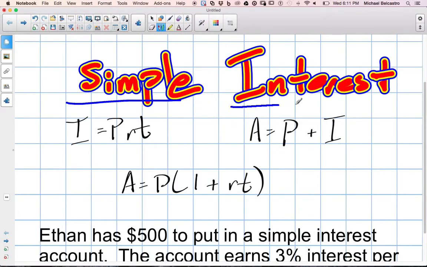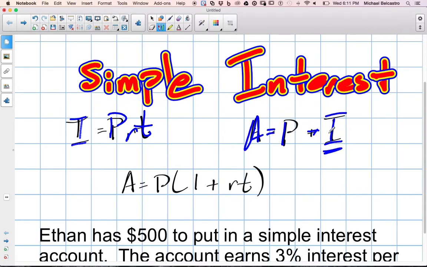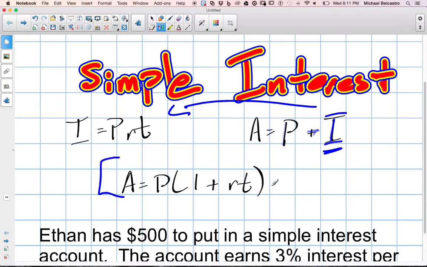So we're going to look at a simple interest formula here. They've probably given you two, like we said. I equals PRT, and then A equals P plus I, which means this formula here refers back to the original formula, so you kind of need to know both of them. This one formula will do everything that the other two do, with less memorizing. So let's talk about this.